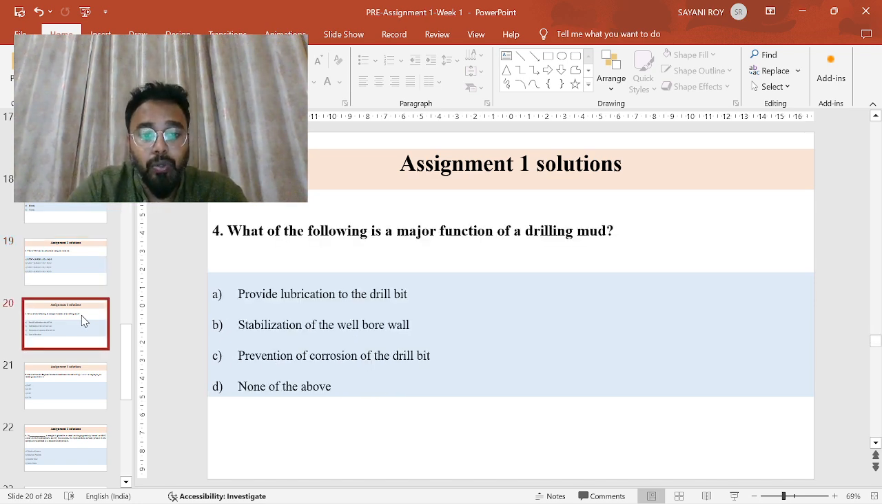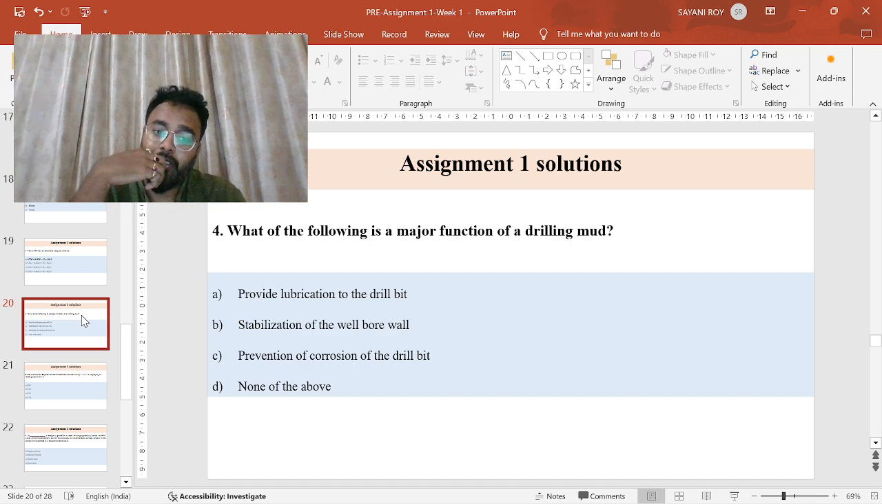The next question is, which of the following is a major function of a drilling mud? Option A is provide lubrication to the drilling bit. Next is stabilization of the wellbore wall. Option C is prevention of corrosion of the drill bit. And option D is none of the above. Sir, stabilization of the wellbore wall. Yes. Anyone else? Sir, A and B.